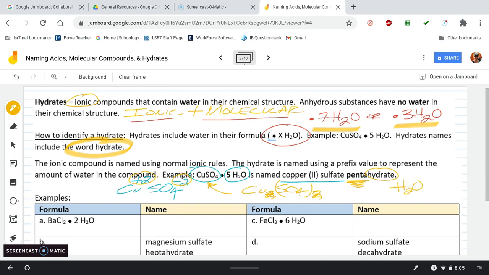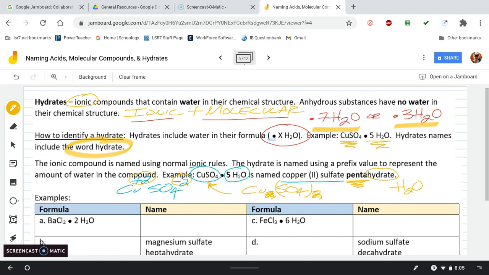All right, so the tricky thing on these is just juggling the ionic piece. I mean, that's where people get most of it wrong. Everybody pretty much gets that right. Pentahydrate, not a big deal. It always says hydrate. It's just the prefix in front.